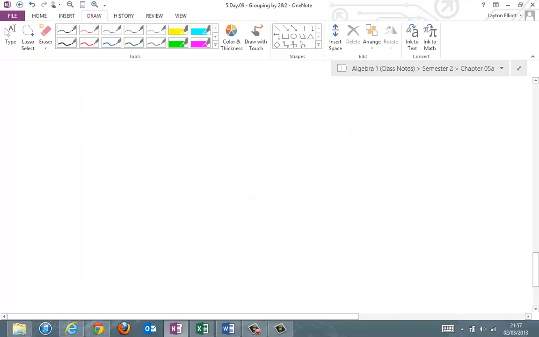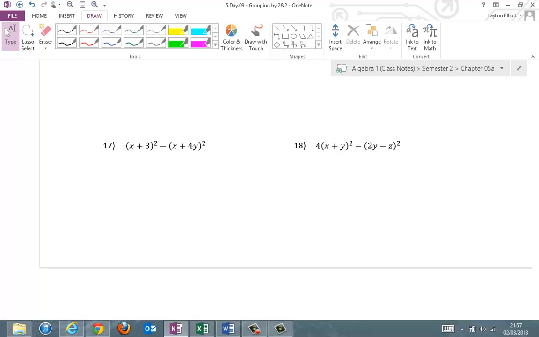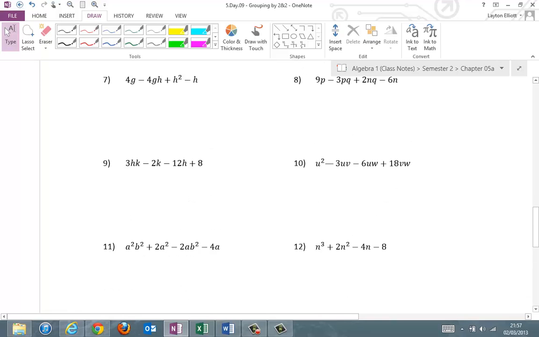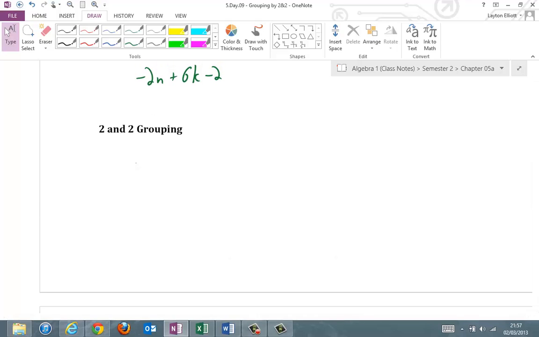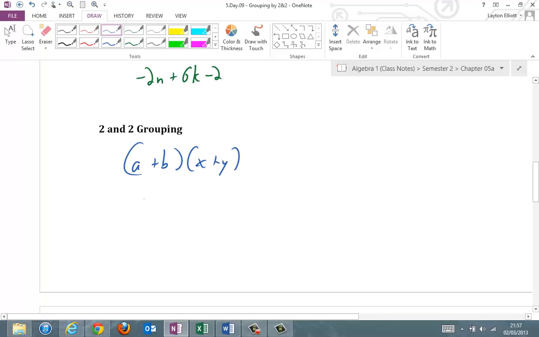The basis behind 2 and 2 grouping that I want to introduce, I'm kind of swinging back down to the bottom of the first page, is that if I were to multiply something like this, a plus b times x plus y, and I foiled that, I would get ax plus ay plus bx plus by.